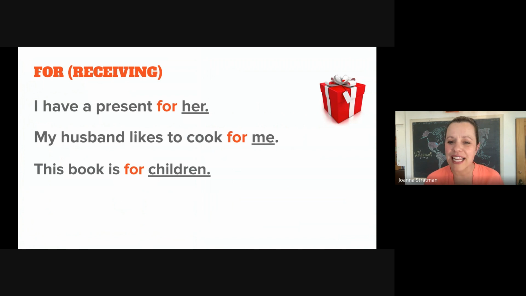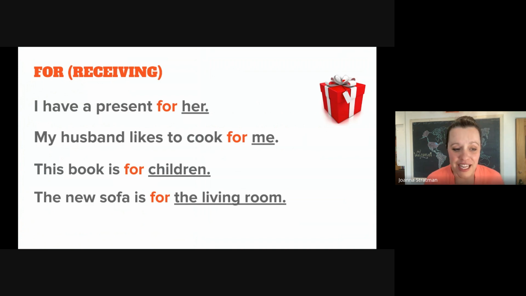This book is for children. This book is for children. In this case, children, not adults, are the intended target of the book. The book was written with children in mind. This book is for children.